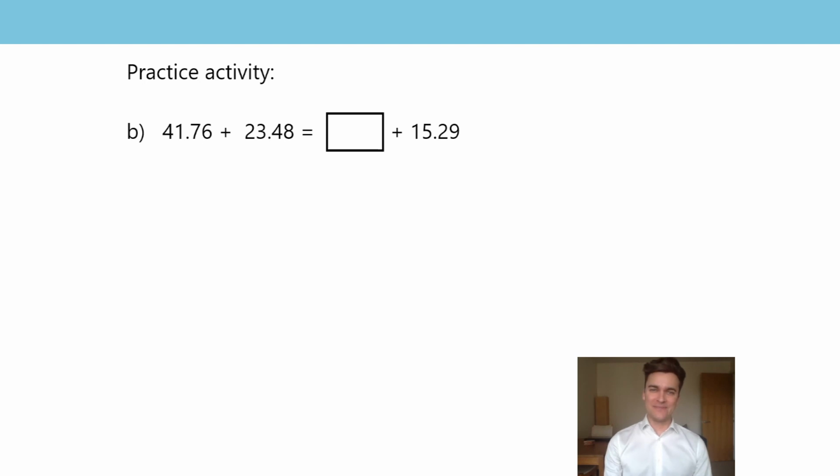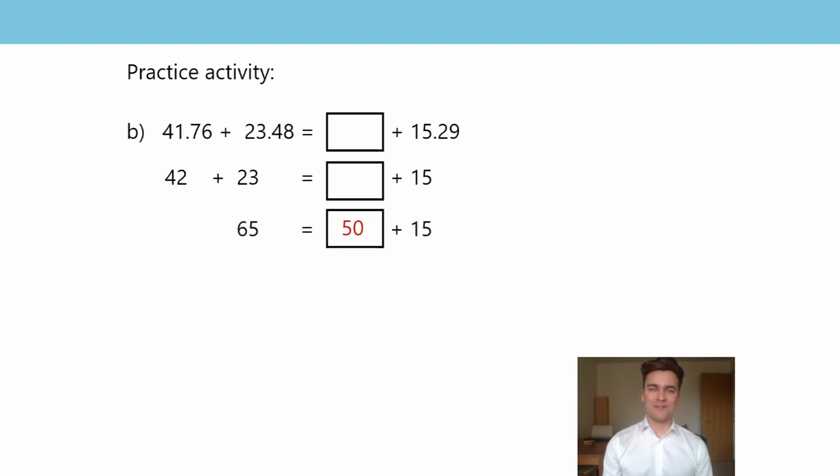Part B, a similar approach. Some rounding first of all to estimate the value of the missing addend. 42 plus 23 is equal to 65. The left-hand side expression needs to total 65 as well. The known addend of 15 and unknown addend of approximately 50.